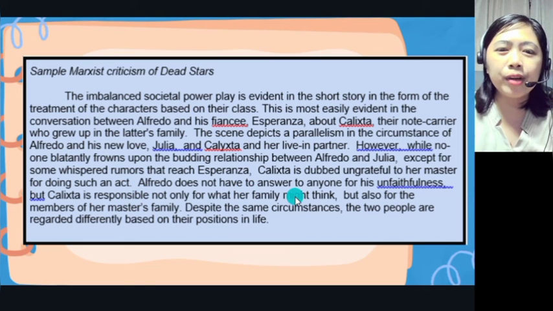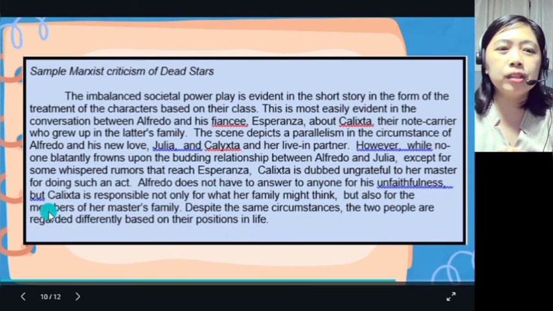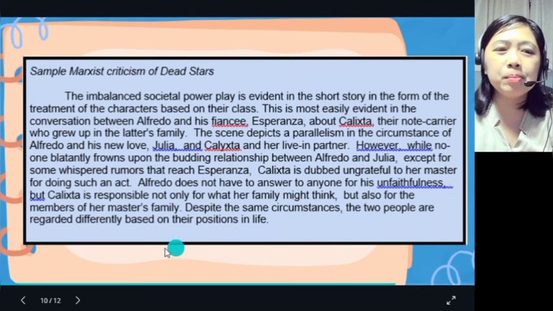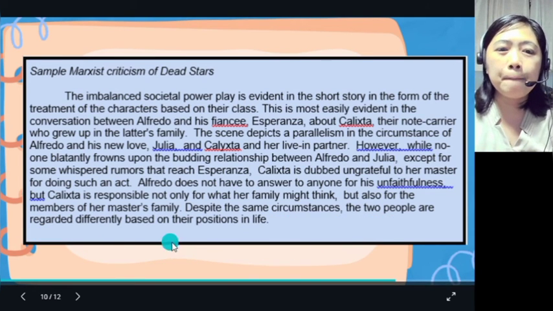Alfredo does not have to answer to anyone for his unfaithfulness, but Calixta is responsible not only for what her family might think, but also for the members of her master's family. Despite the same circumstances, the two people are regarded differently based on their positions in life.